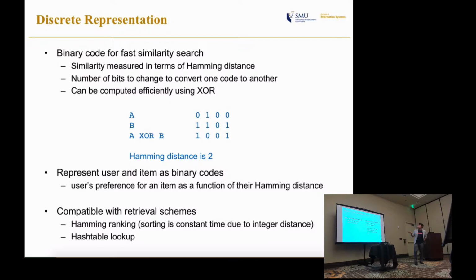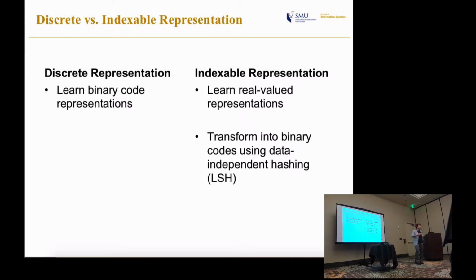Now, there is a difference between the discrete representation that we're going to talk about now and the indexable representation that we talked about earlier. In the case of indexable representation, firstly, we still learn real valued representation. It means they are pretty much still matrix factorization problems. You still get real valued vectors. You can do whatever you can do with the original matrix factorization vectors. It's just that after that, you transform it into binary code using data independent hashing. So then you can just use any hashing function. Or if you don't want to, you don't even have to rely on binary codes. You can use spatial trees or inverted index, and they're going to be generally applicable.